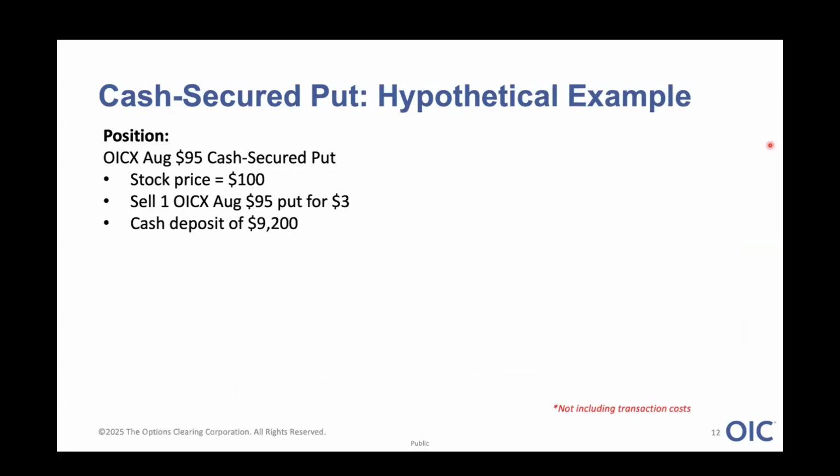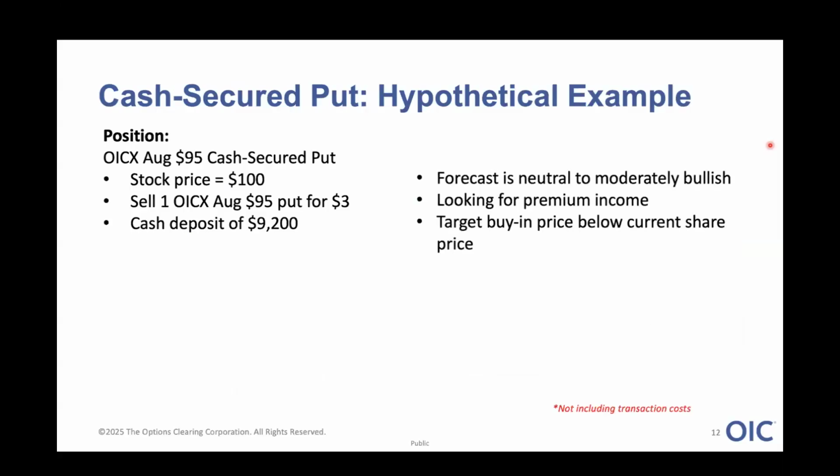So we look at our options chain, and we see that we can sell the August 95 put for $3. By doing so, we're once again neutral to moderately bullish. We don't want to buy shares and pay $100 per share, but we'd be willing to buy some shares for 95. We're looking for premium income because this is an income generating strategy, and our intention is to buy shares lower than where they are currently trading. In this case, 5% lower than where they are currently trading.